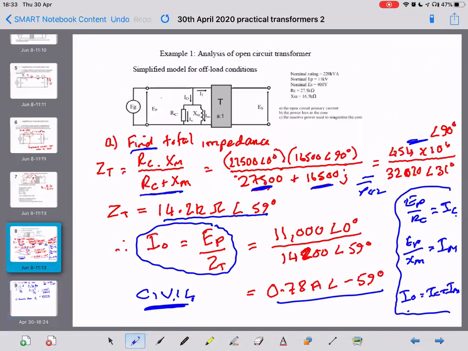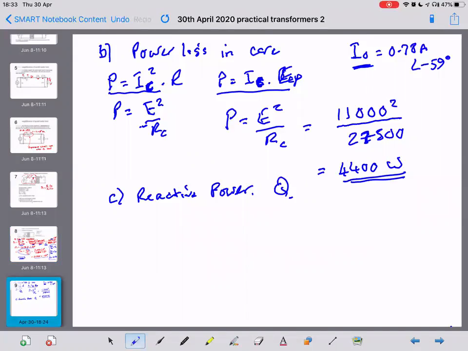But one option we do have, because we know the value of the voltage applied and we know the value of the resistor, we can use the third option for finding power, as E squared over RC. So if we use that, 11,000 squared over 27,500 ohms gives us a power loss in the core of 4,400 watts. Okay, and then part C, I've left you to find the reactive power Q.